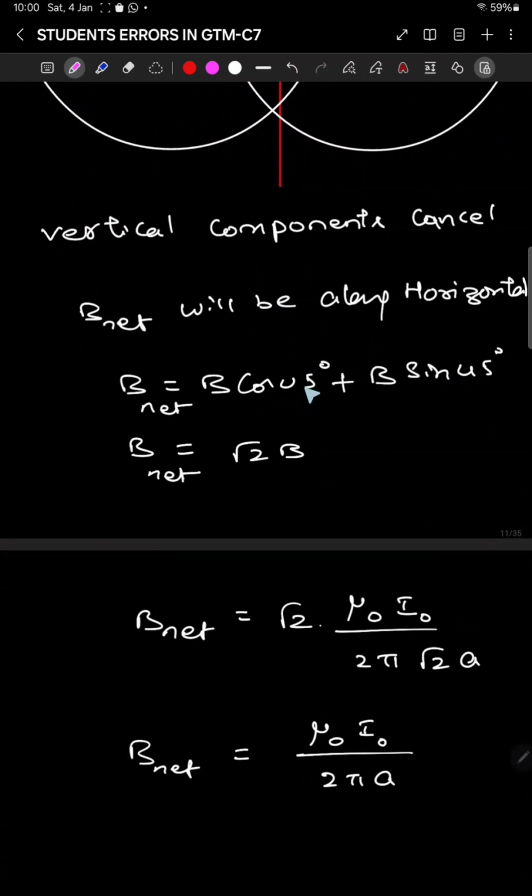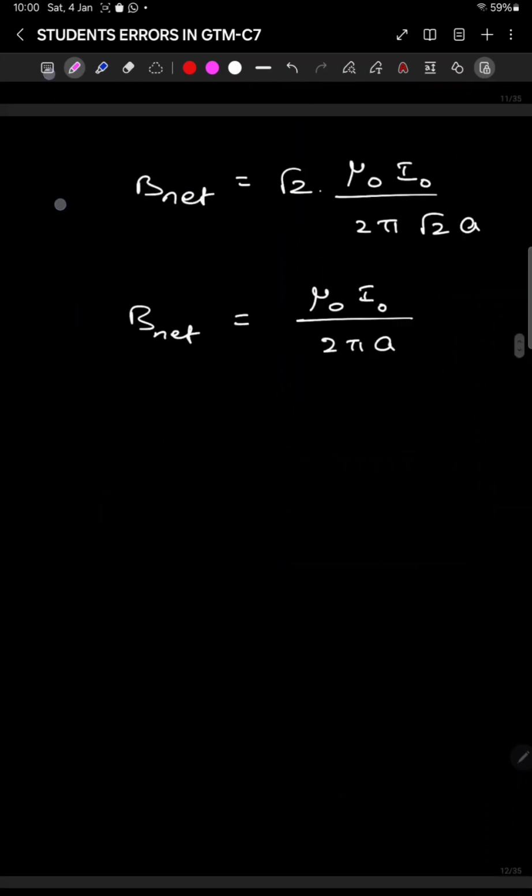So cos 45 value is 1 by root 2. Sin 45 also 1 by root 2. If you simplify, you will get root 2 B. B value we already found: mu naught I by 2 pi root 2 a. Simplify, you will get the net magnetic field. Let's go to the next question.